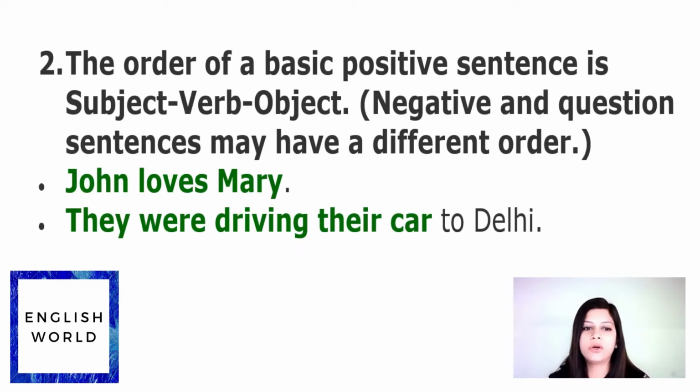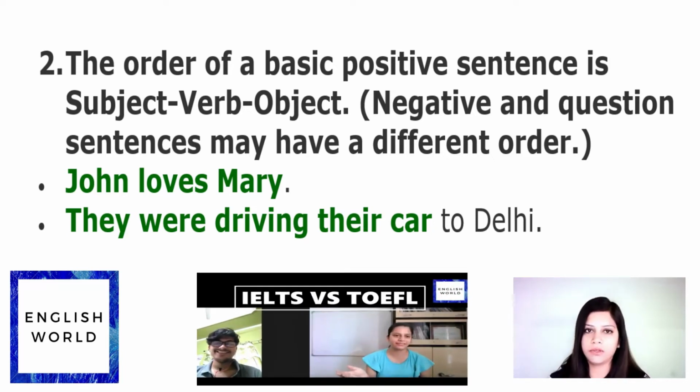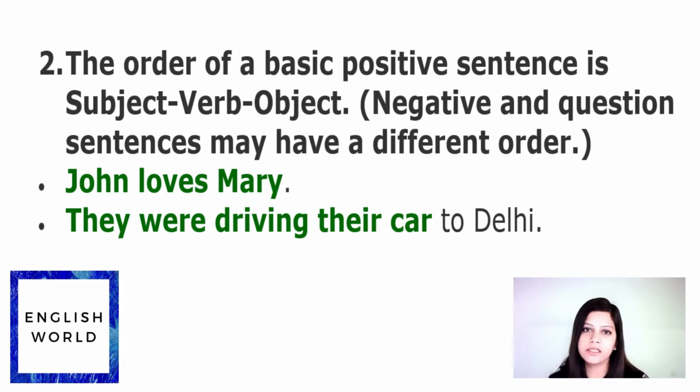Second one. The order of a basic positive sentence is subject, verb, and object. Now what is a subject? Subject is the noun that is the doer of the action, the one whom we are talking about. That will be followed by the verb. Verb is any activity, any doing word, anything that involves some kind of action. So the order of a basic positive sentence is subject, verb, and object.